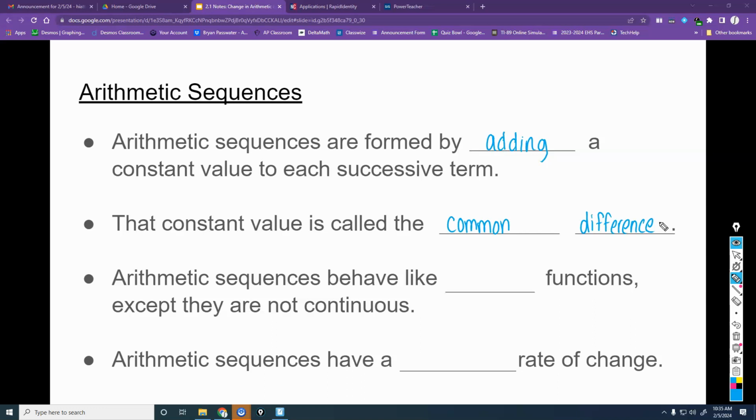Now, if I have a function and I look at the table, like I've got n and a sub n, and I've got 0, 1, 2, 3, and I've got, let's say, 4, 7, 10, 13, right? What am I adding each time? I'm adding 3, right? Adding 3, adding 3, adding 3. If I graph that, what's it going to look like?